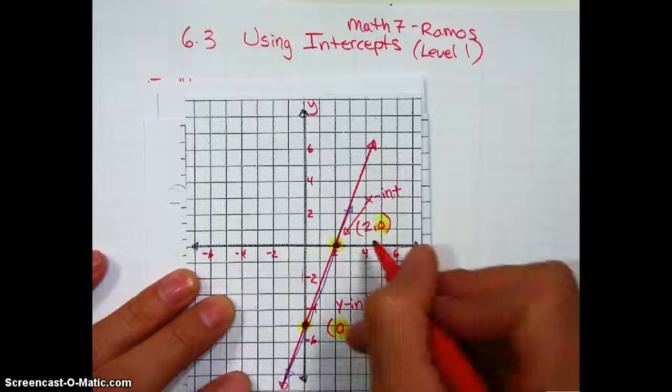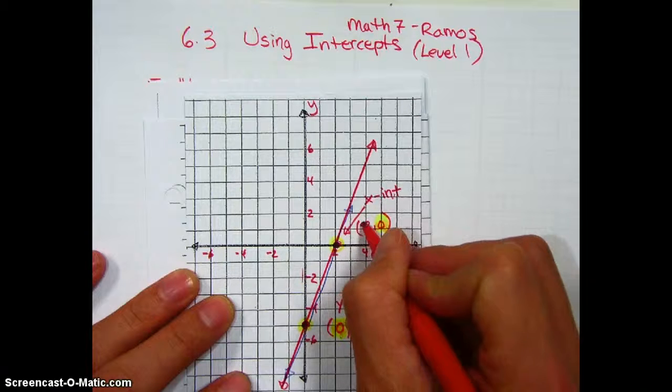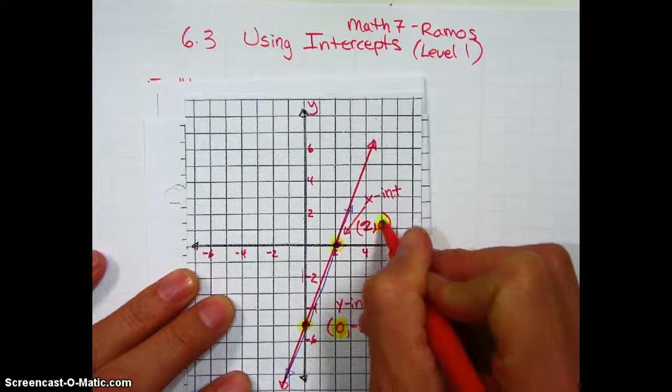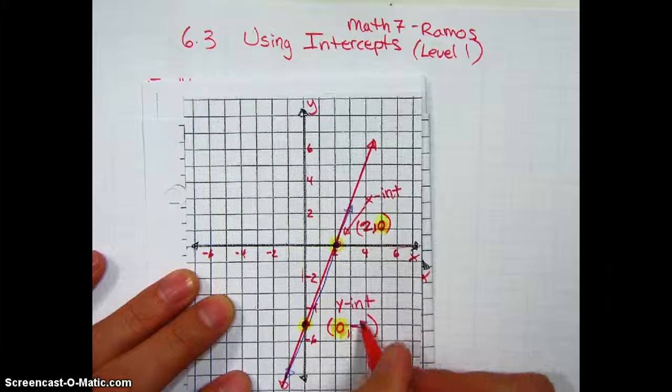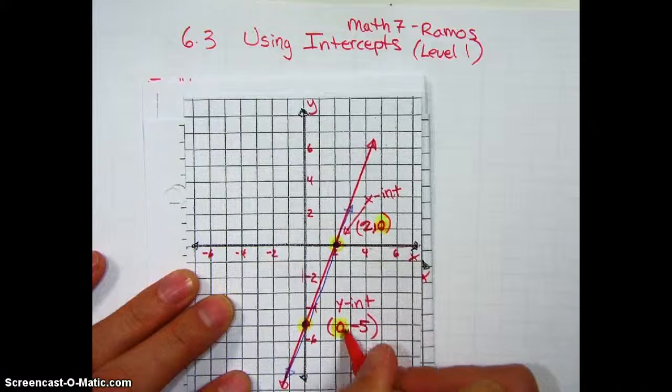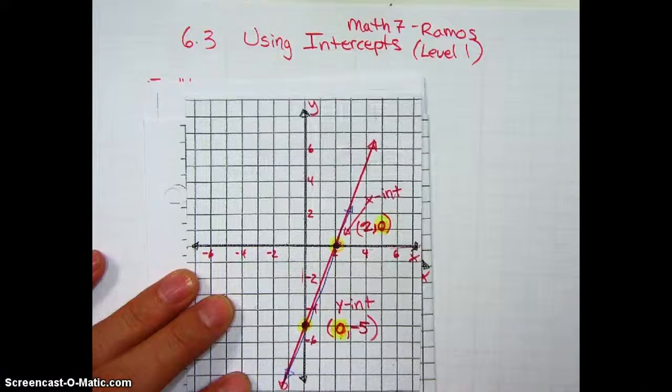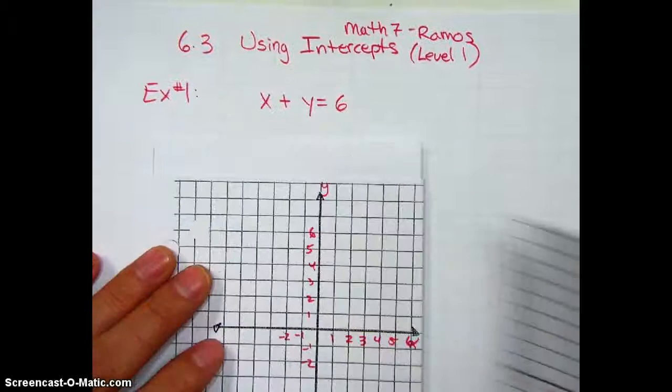I want you to notice also that at the x-intercept, I'll have a number for x, but then I'm going to have a 0 for the other one. And over here at the y-intercept, I'm going to have a number for the y, but I'll have a 0 for the x, and that'll be important. All right, so let's take a look at an example.